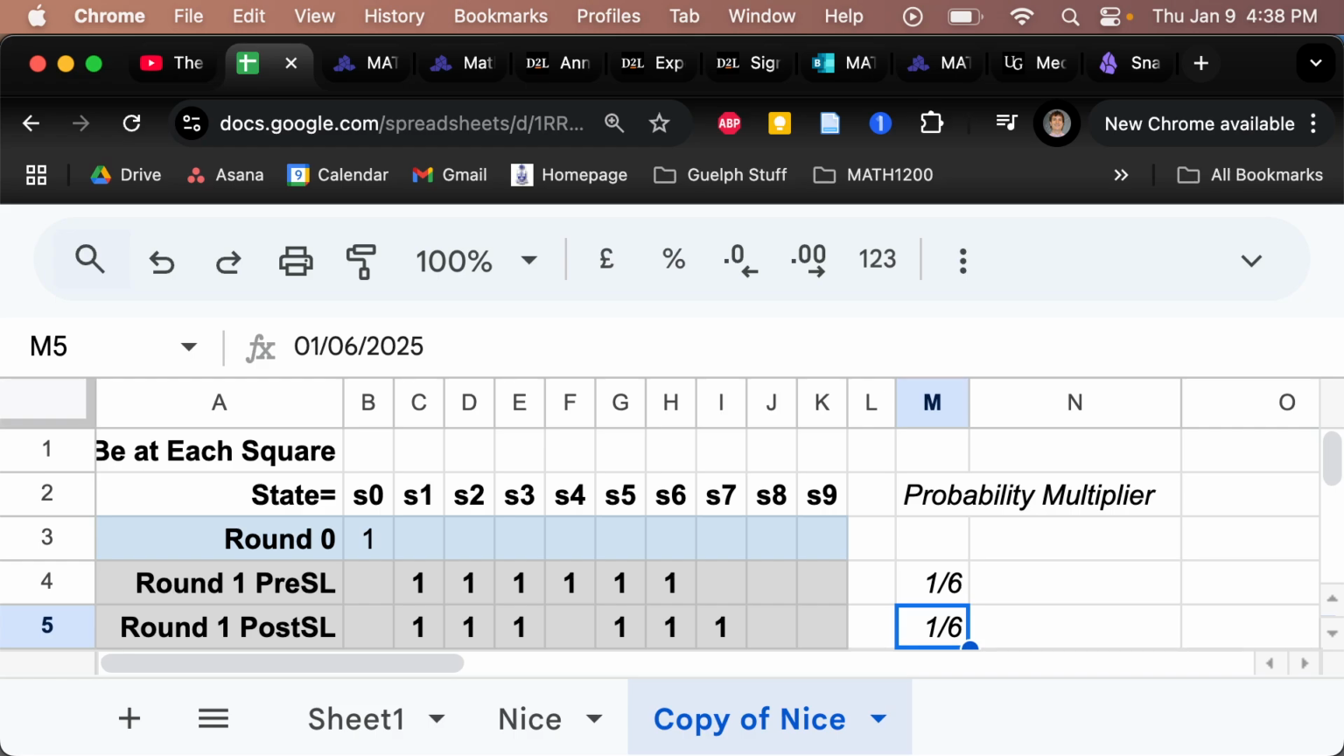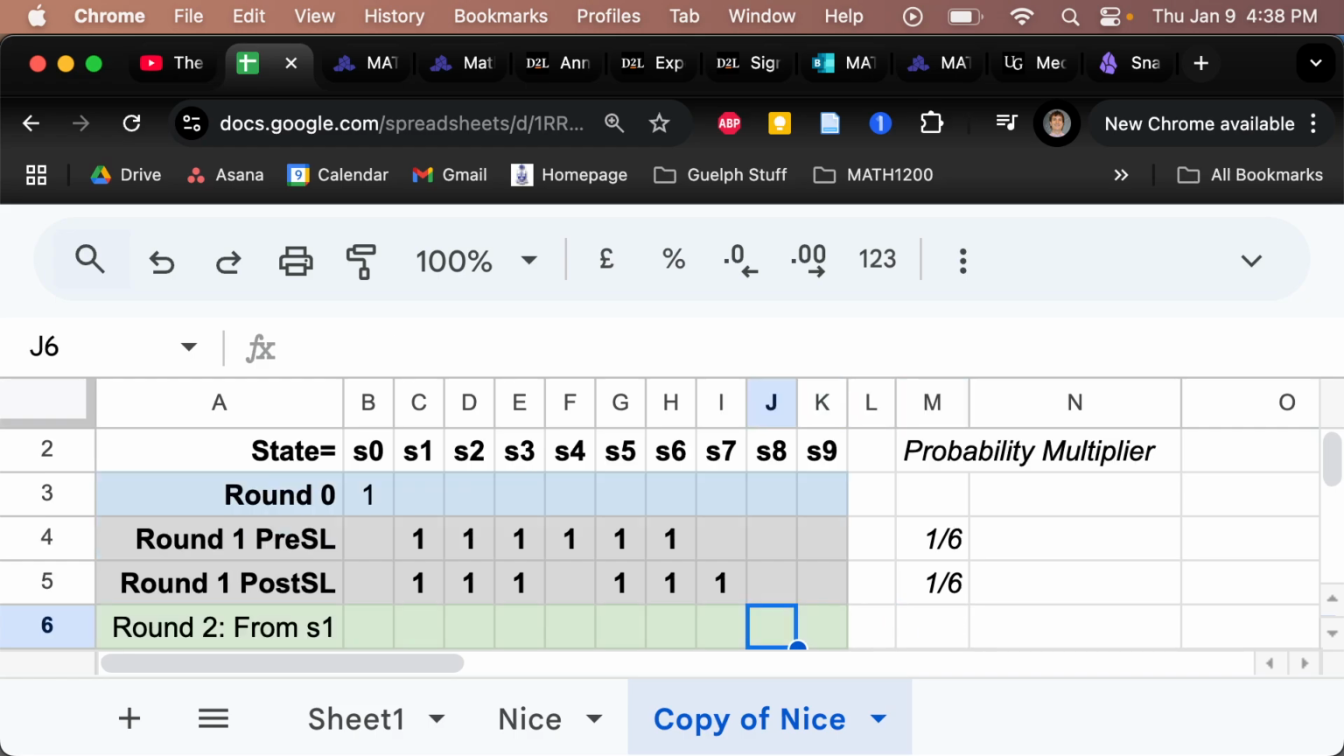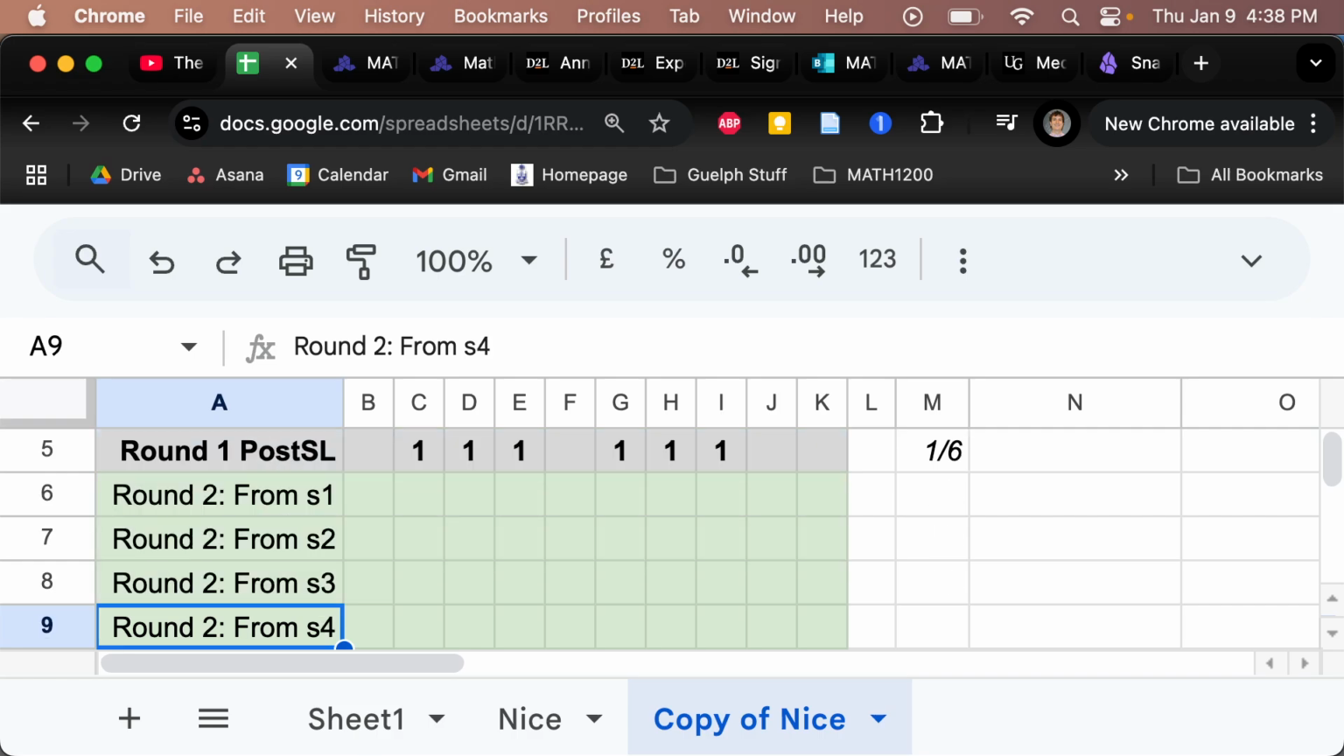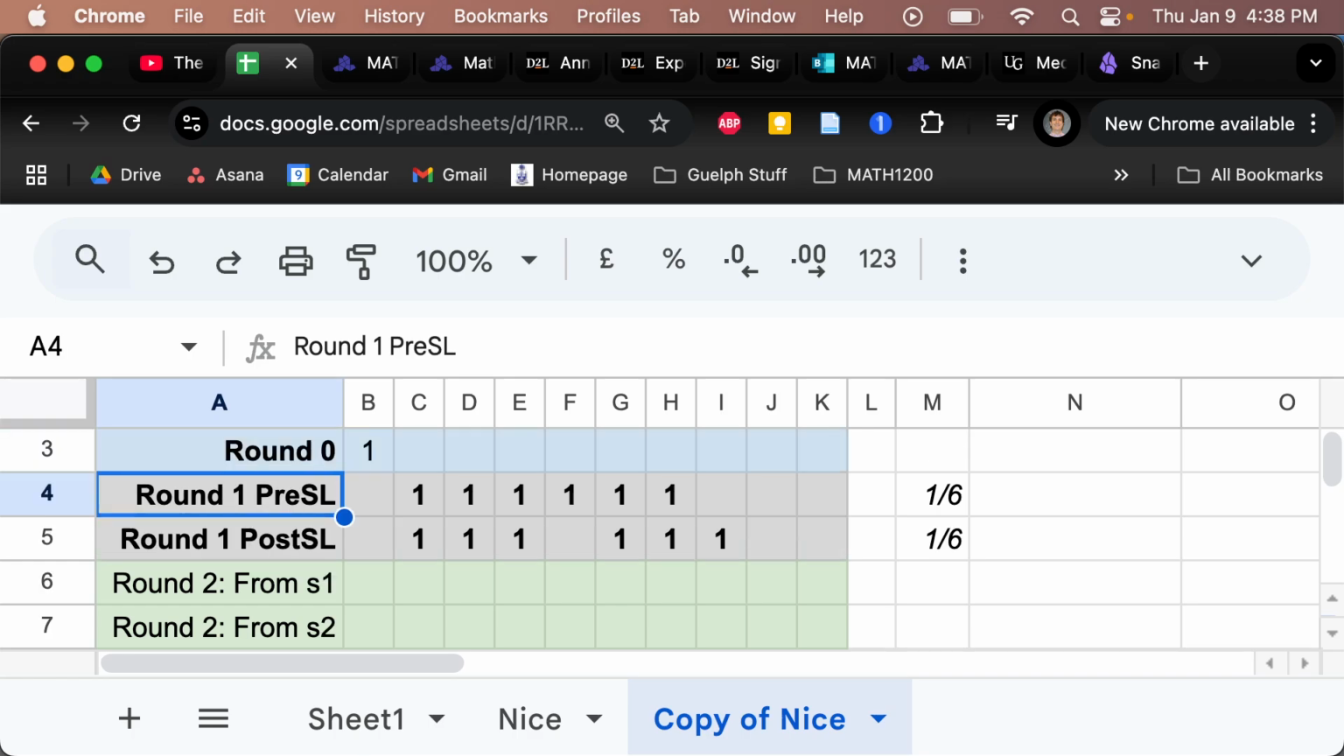And so each of these outcomes will spread itself out into the other states, and then we just add up what happens. To do that, I have added some extra rows. For round 2, instead of doing it right away, I said from S1, from S2, from S3, from S4. So I'm doing it starting point by starting point.